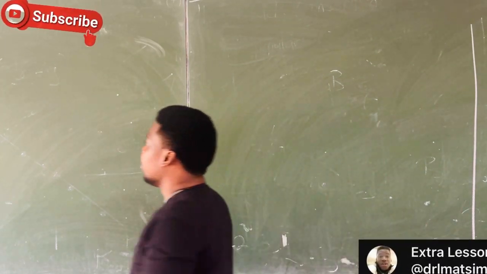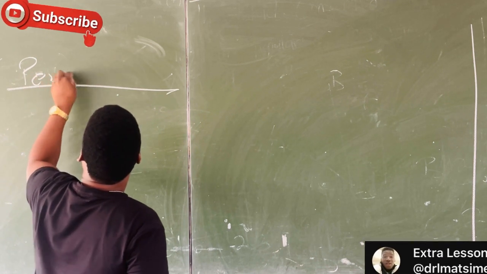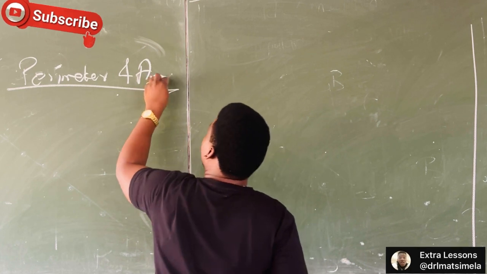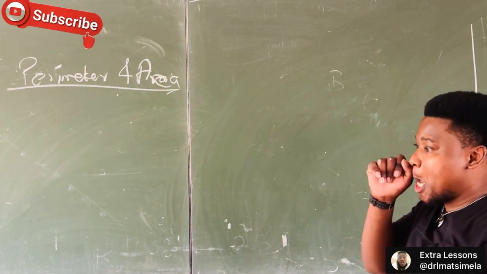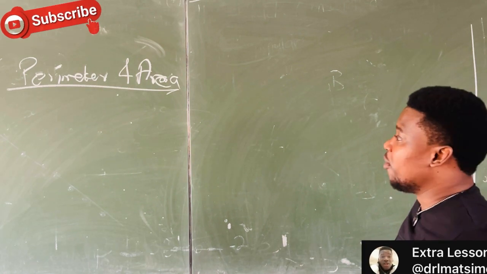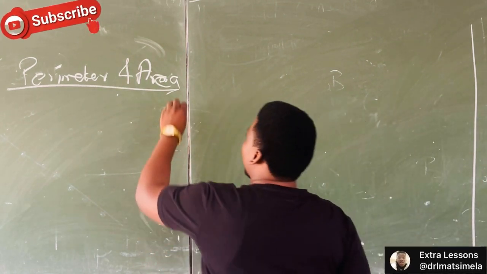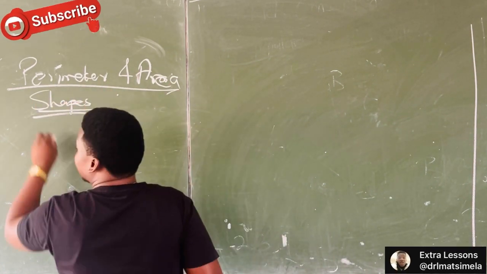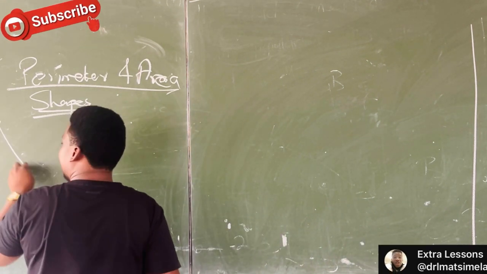Now, today, let's continue with the perimeter and the areas. What is a perimeter? What is an area? Don't forget what we're talking about: the shapes. A triangle.